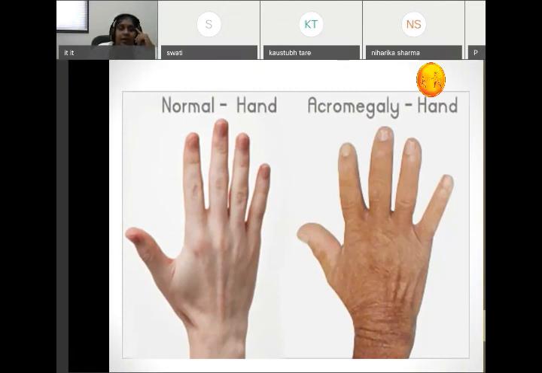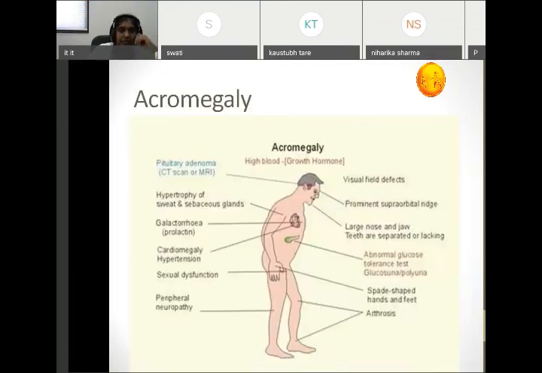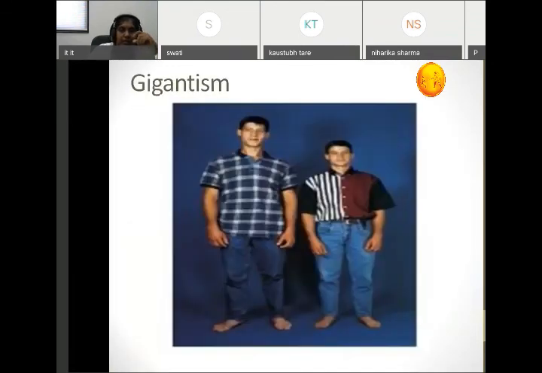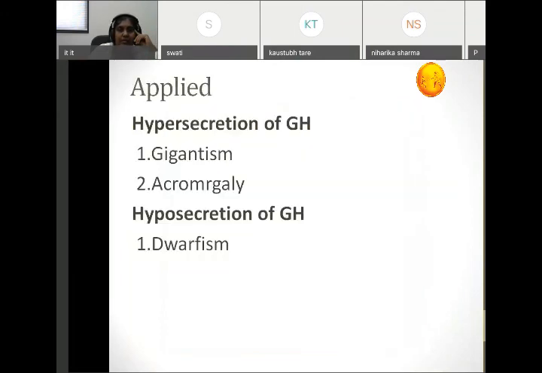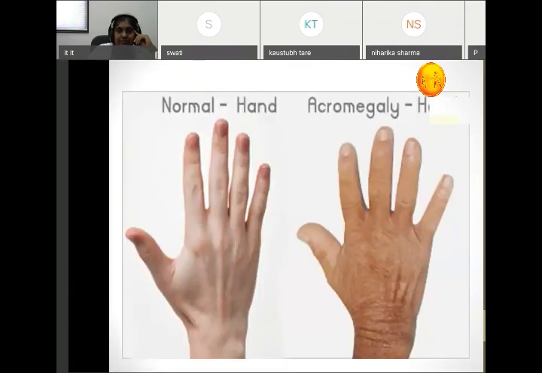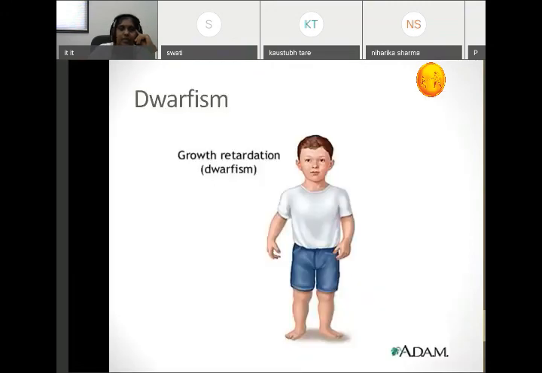This is a normal hand and this is an acromegalic hand. See the difference between normal hand and acromegalic hand. Acromegaly. Gigantism and normal person. Growth retardation, dwarfism.